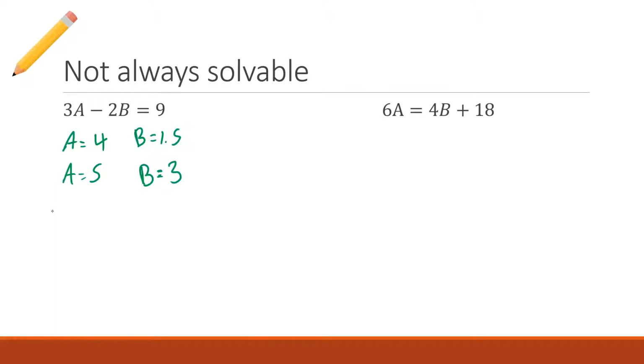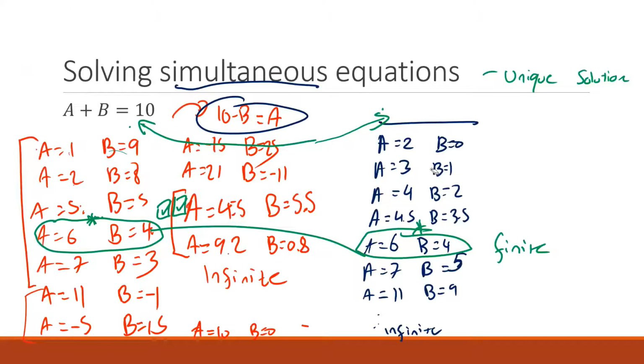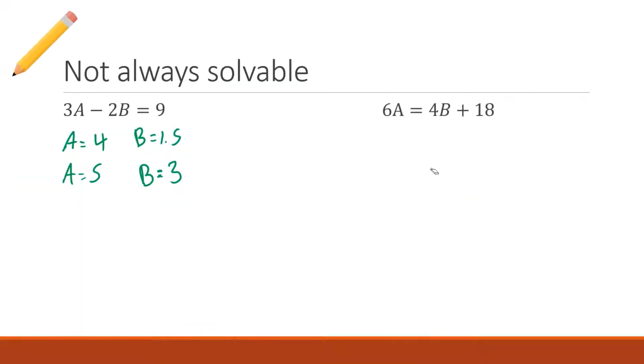Now, this time, we've also been given another equation here. We can use this equation to check to see if these solutions work in this equation. If this is like the previous one, there should only be one equation that works. So we can test a few of them. If I went 6 times 4 equals 4 times 1.5 plus 18. 6 times 4 is 24 equals 4 times 1.5 happens to be 6 plus 18.